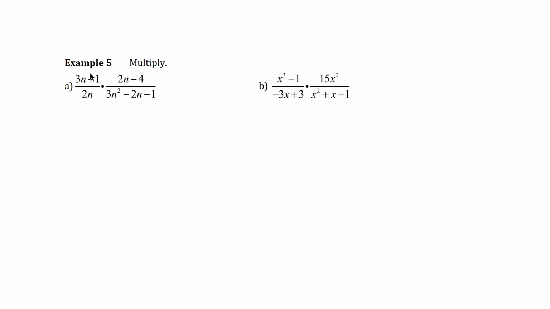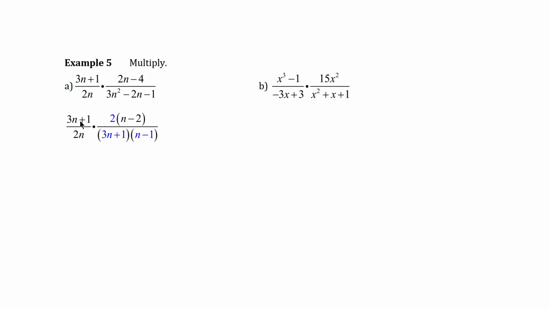Next, we have example number 5, multiply. For part A, we have 3n plus 1 divided by 2n times 2n minus 4 divided by 3n squared minus 2n minus 1. So the first thing I'm going to do here is factor out a common factor of 2 from the 2n minus 4, and then also factor the trinomial 3n squared minus 2n minus 1.